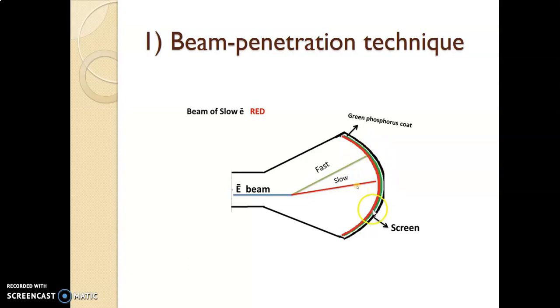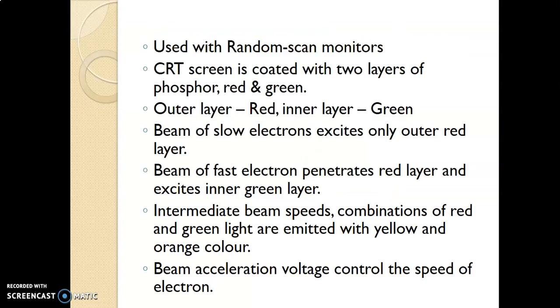So depending on the speed of the electrons, the red or the green color is generated. If the beam is slow, red color. If the beam is fast, green color. And if the speed is in between, then a mixture of red and green is generated. You can see it there. It is mostly used with the random scan monitors.